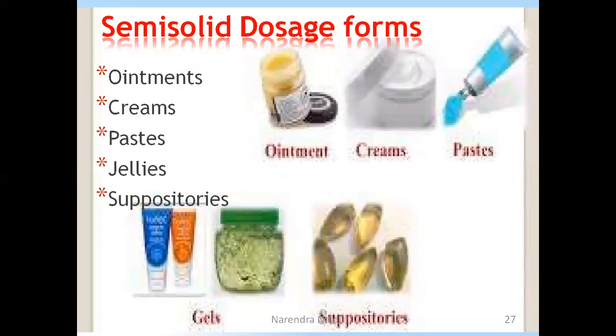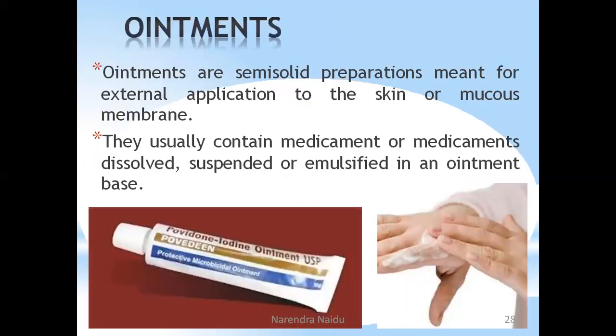The next one is semi-solid dosage forms. Semi-solid dosage forms are again of different types: ointments, creams, pastes, jellies, and suppositories. The first one, ointments. Ointments are semi-solid preparations which are made mainly for external application onto the skin. Ointments cannot be taken through the oral route; you cannot take an ointment through the mouth. Ointment is applied externally onto the skin for curing something.